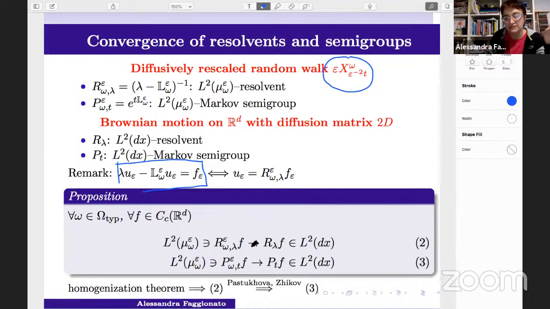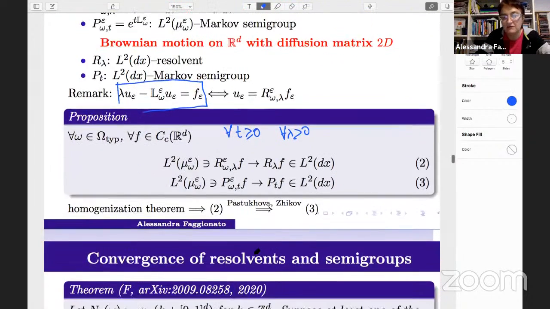And this is almost immediate from the homogenization theory. Then there is a result of Pastukov, also in a paper of Zhikov, that tells you that for each time t, and for each positive lambda, when you have this form of convergence of the resolvents, then you also have the convergence of the semigroups. In that sense, here we see a weaker form of a central limit theorem.